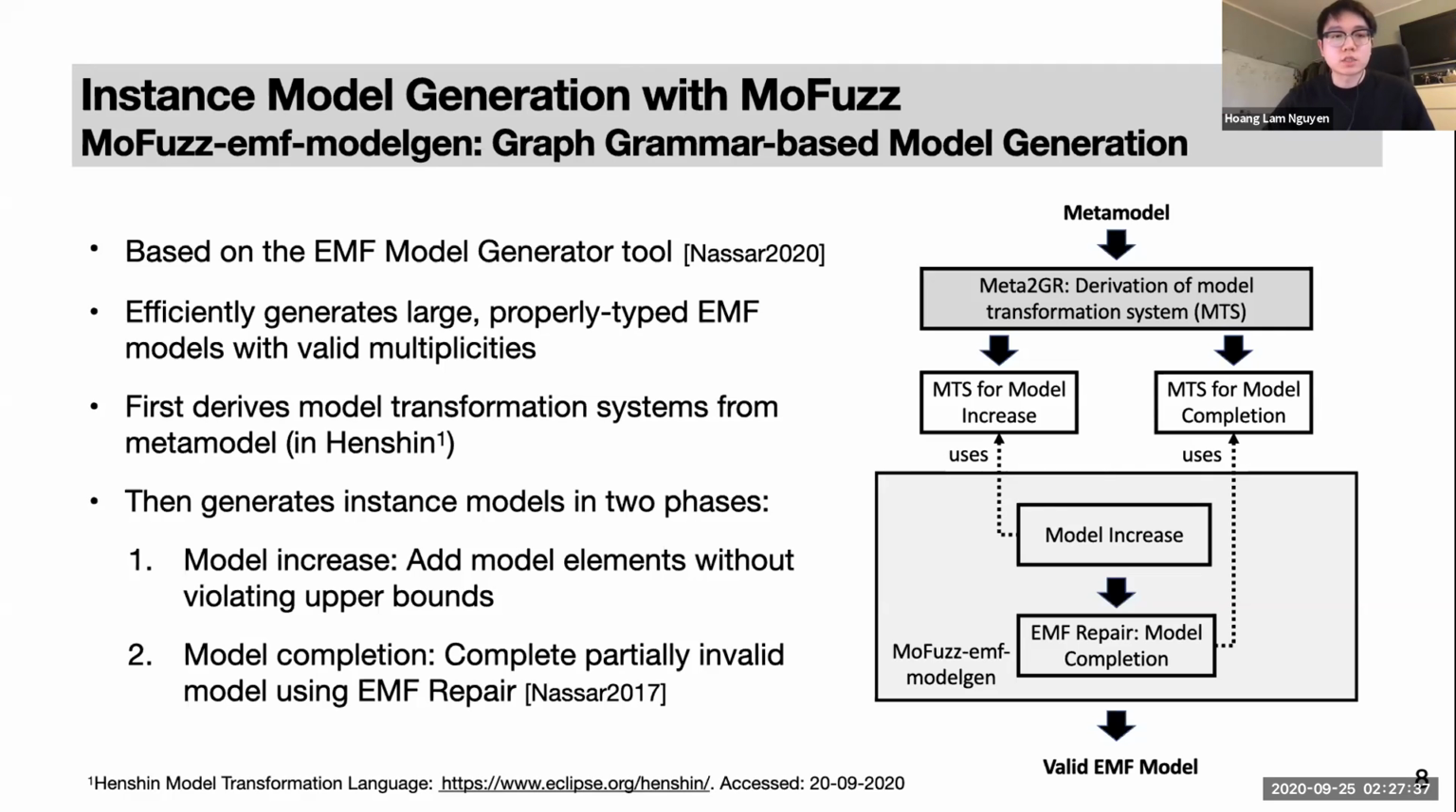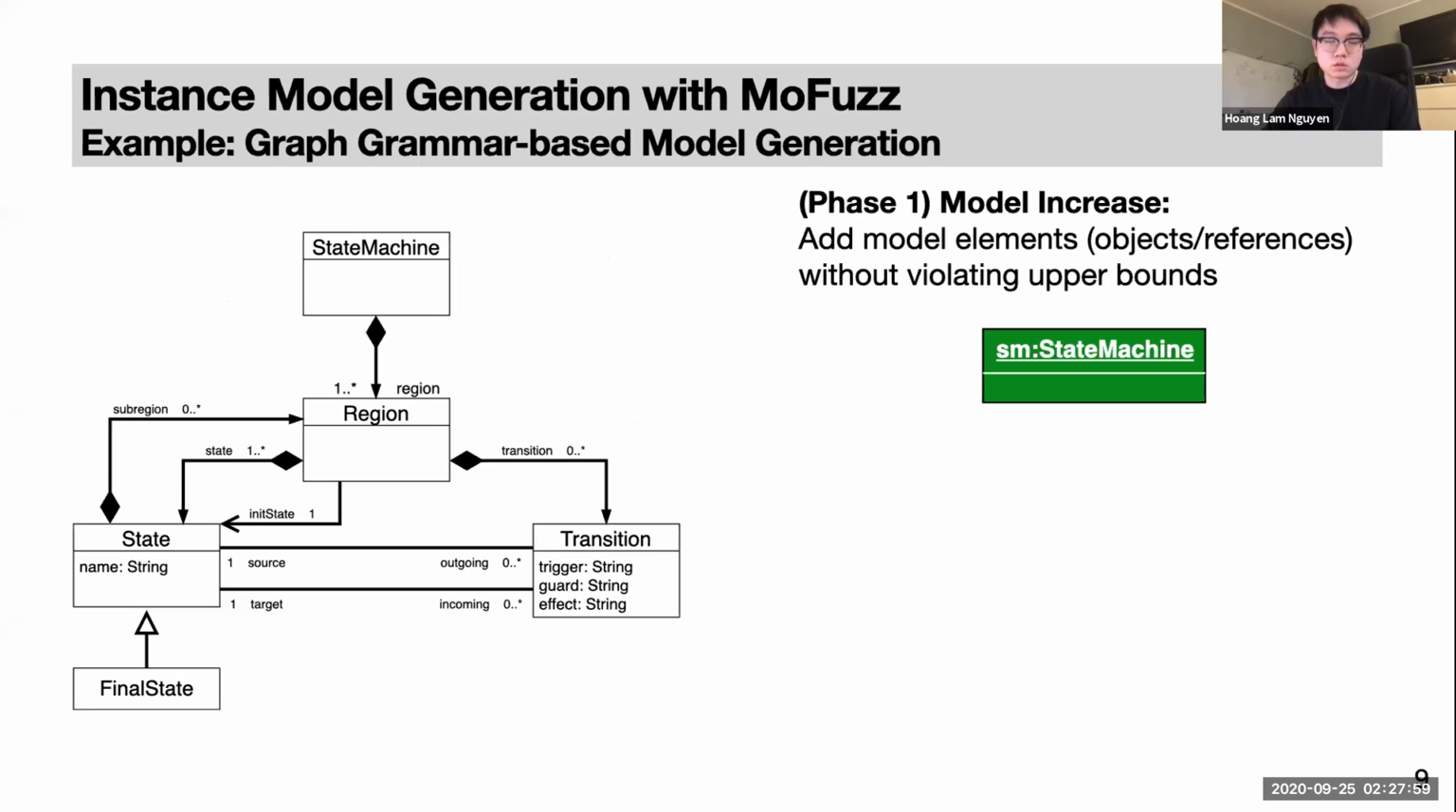In the first phase, the model increase phase, using graph transformations, we add model objects to the model without violating upper bounds. In the second phase, the model completion phase, the partially invalid model is then completed to a valid EMF model by interacting with EMF repair. So I will illustrate this 2-phase approach on this state machine metamodel.